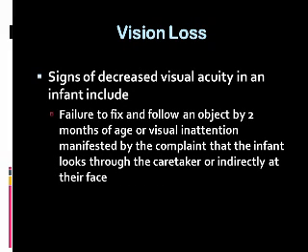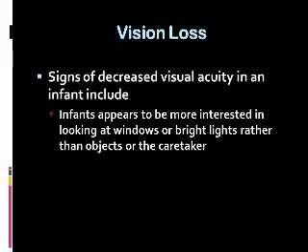Signs of decreased visual acuity in an infant include failure to fix and follow an object by 2 months of age, or visual inattention manifested by a complaint that the infant looks through the caretaker or indirectly at their face. The infants appear to be more interested in looking at windows or bright lights rather than objects presented or the caretaker's face.